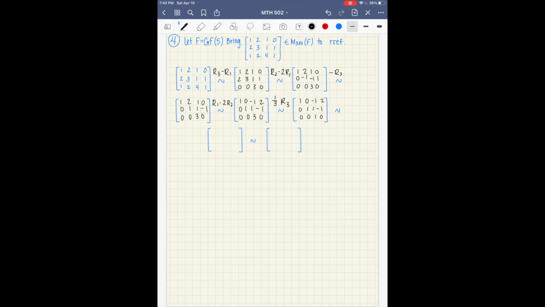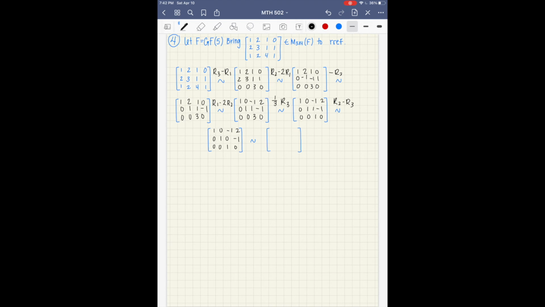So now I need to eliminate that negative 1 and the 1 above that third row 1. So the first thing that I'm going to do is take R2 and subtract R3. So my top row stays the same, my middle row now becomes 0, 1, 0, negative 1, and our bottom row stays the same.